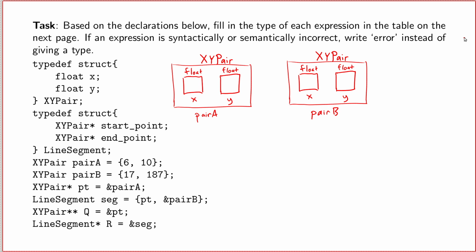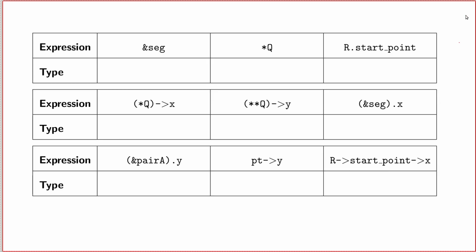The one I want to talk about here, the new style, is one that involves structures. This example has two different structure types defined: this type XY pair, which just contains members X and Y, and this thing called line segment. I guess it's based on the contrived idea that a line segment can be represented by two points in space, two of these XY pairs. The goal is to take this and later answer questions about the types of different expressions.